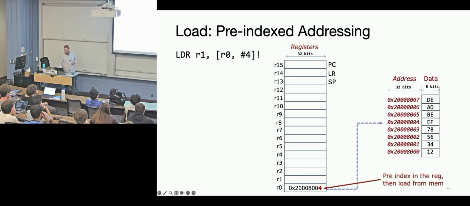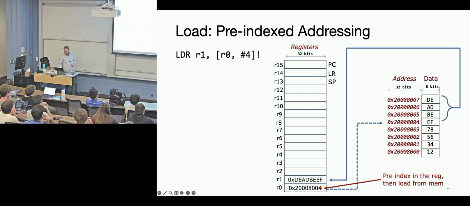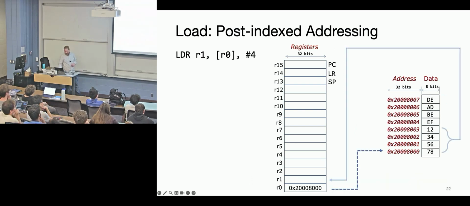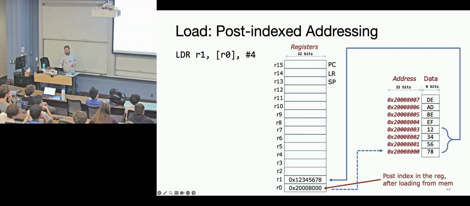Post-indexing or pre-indexing: you index it, you update the register, and then you go get the data. And post-indexing is you get the data and then you update the register. Why are we making such a big deal about this? Why is post-indexing and pre-indexing super helpful when you're talking to peripherals? Why have they added all this functionality in here?